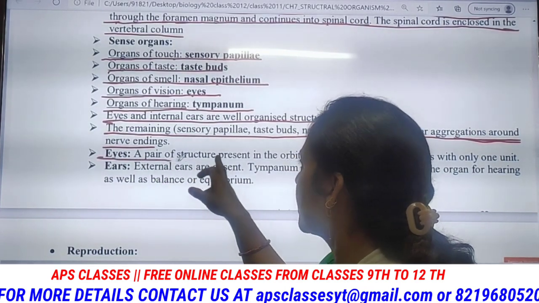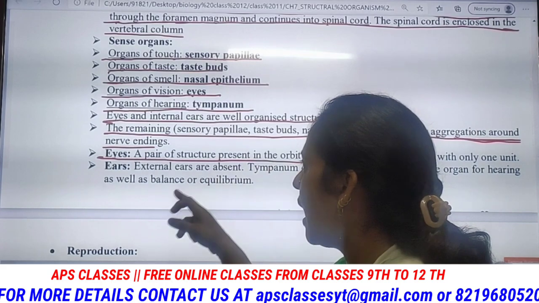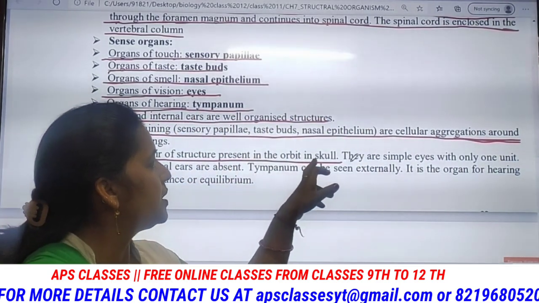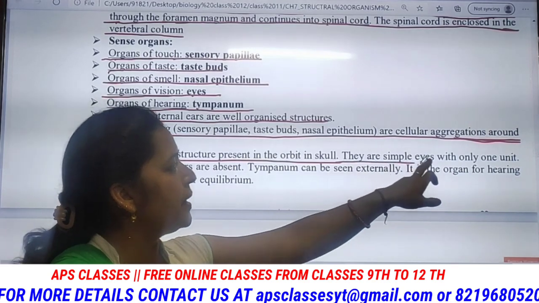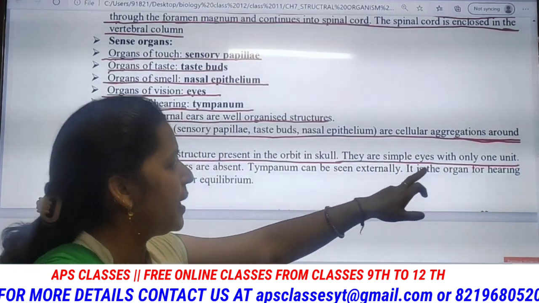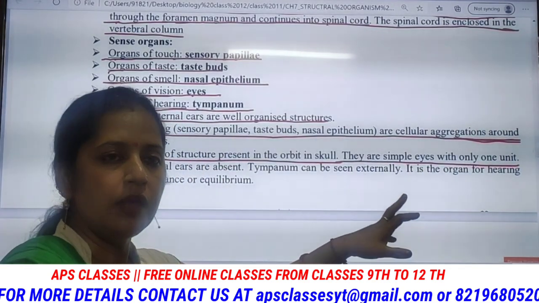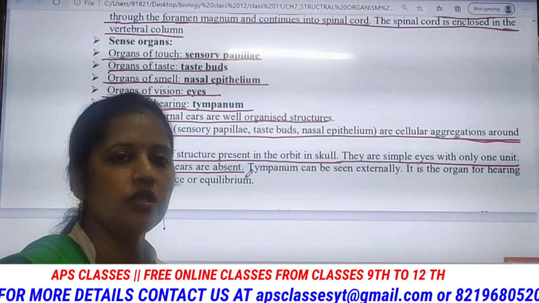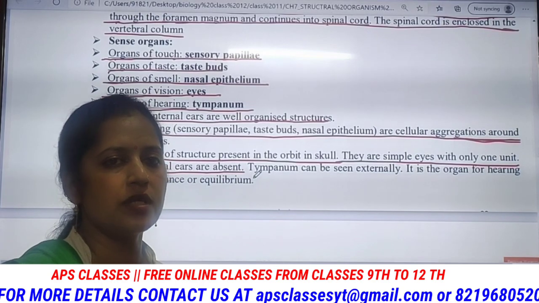Eyes are a pair of structures present in the orbit in the skull. They are simple eyes with only one unit. Ears, external ears are absent. Only internal ears are present.